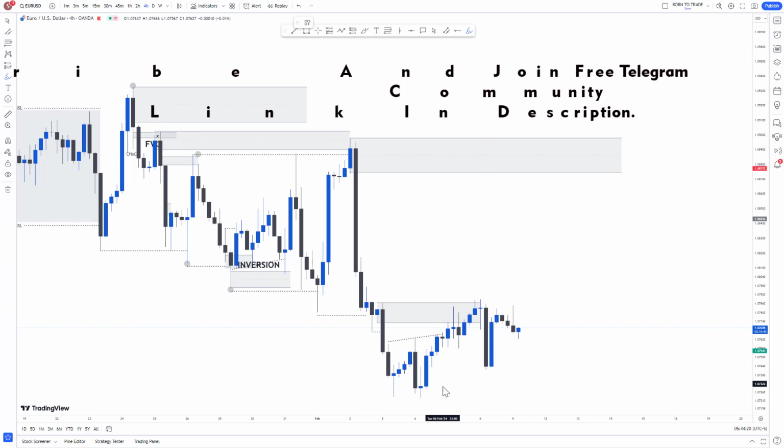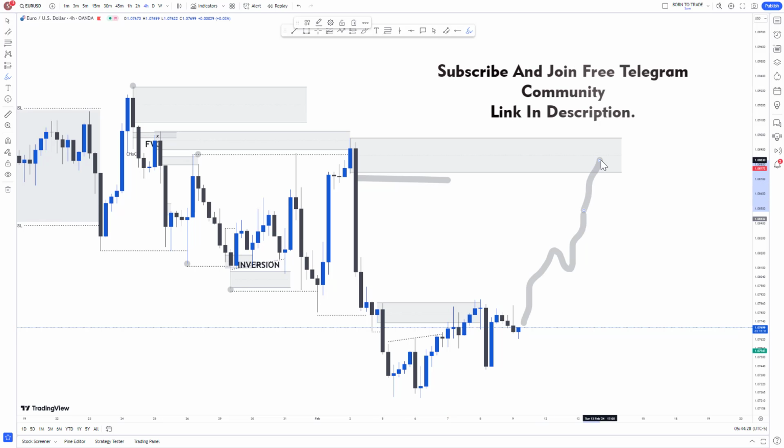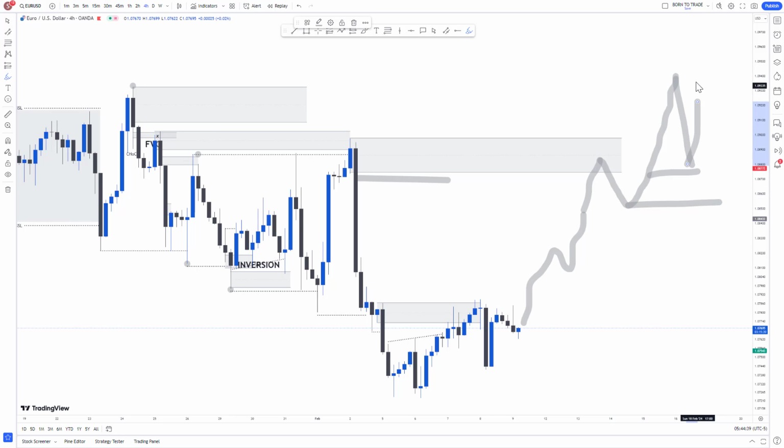And remember, I said price fails to take this external range liquidity. That means we might be heading up in this coming week to rebalance this inefficiency and possibly mitigate this zone. If price fails to mitigate this zone, then we might be shifting in structure, trending in a different direction. And when price shifts in structure, you might see price coming to mitigate the breaker block, something like that.